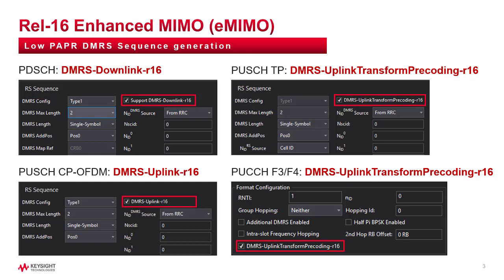Specifically, for PDSCH and PUSCH CP-OFDM, when Release 16 is enabled, 2 new parameters of NID0 and NID1 will be configurable for calculating the initialization value of the sequence. For PUSCH with transform precoding or PUCCH format 3 and 4, a new generation method for low PAPR sequence will be used for DMRS sequence.